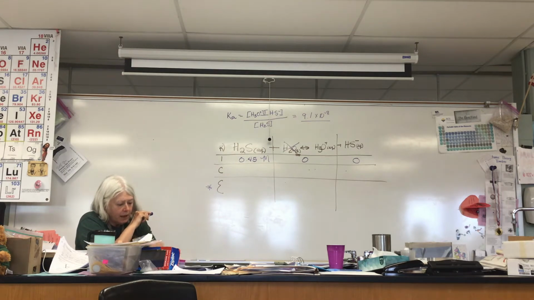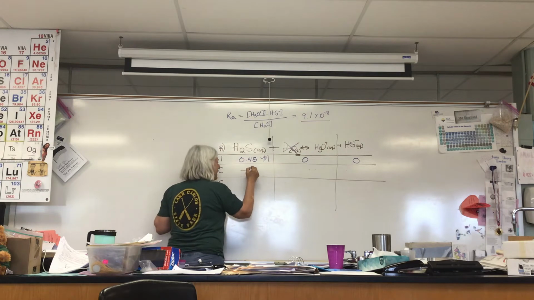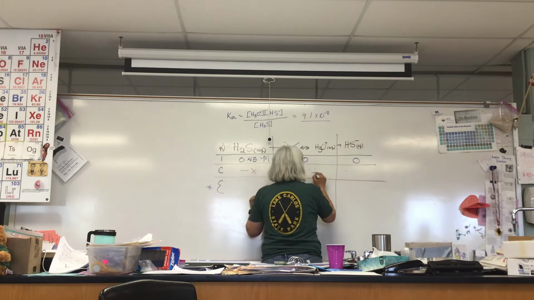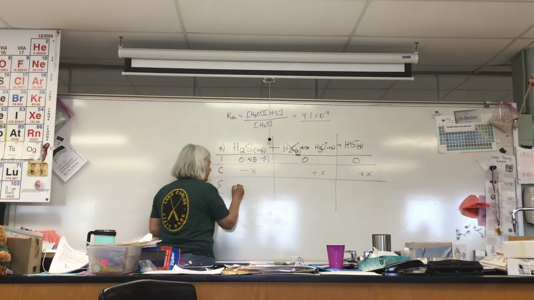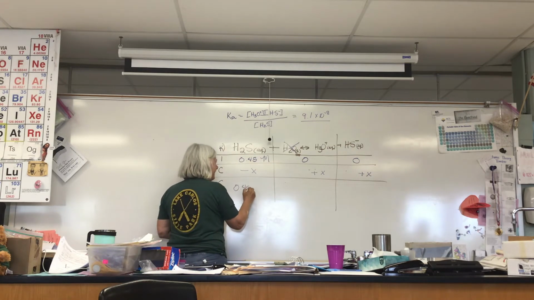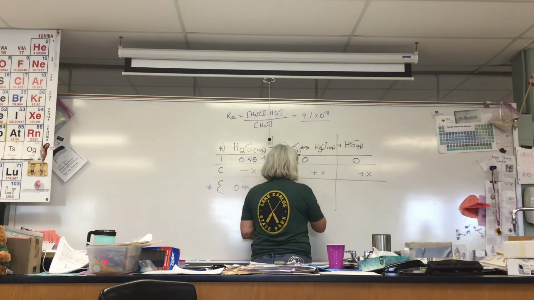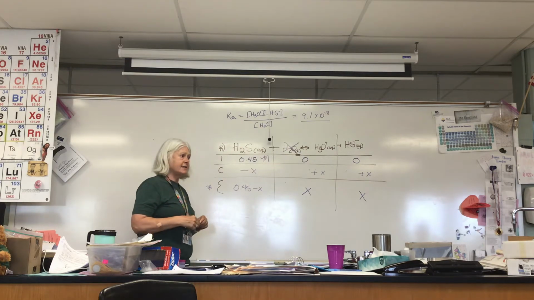Now, so we don't know much of anything else here. I do know this. I do know that all my coefficients are 1. Do you agree? So I know this is going to go down by some number x. Do you concur? What are these going to do? Go up. So my final concentrations are going to be 0.45 minus x. That was easy, right? And what will this be? X. What will this be? X. Okay? So far, this doesn't look bad.